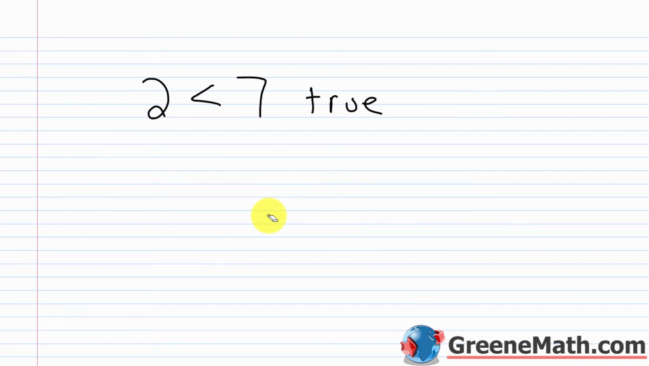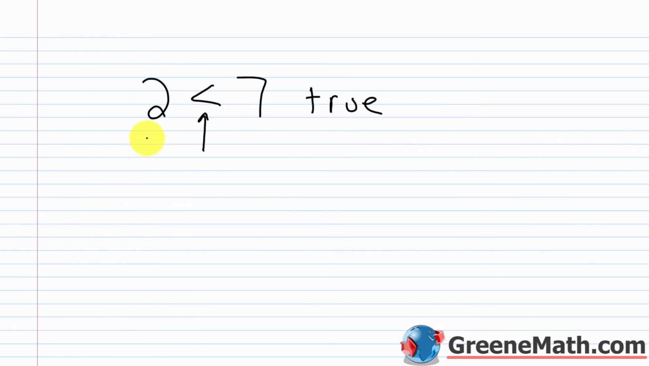So beginning with a true statement like 2 is less than 7, we can begin to experiment a little bit. Let's say we think about our multiplication property of inequality. And let's say we multiply both sides of the inequality by the same positive number. Recall that this should have no effect on the direction of the inequality, right? The statement should remain true.